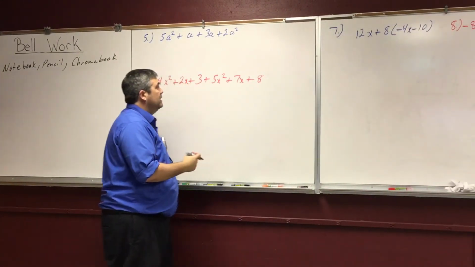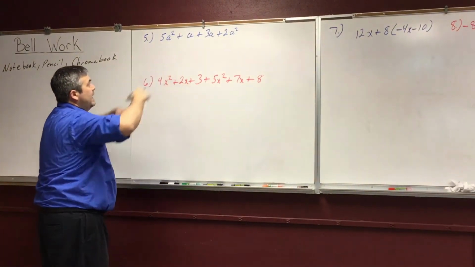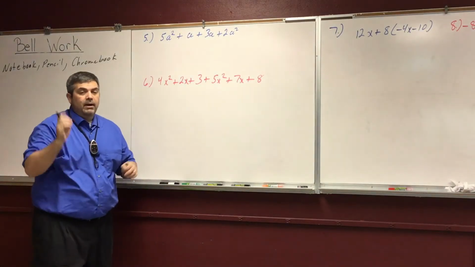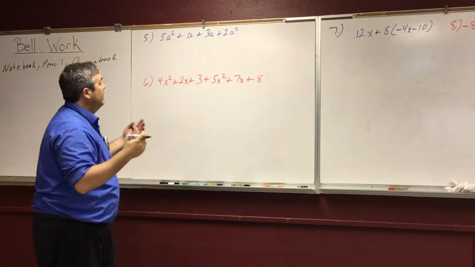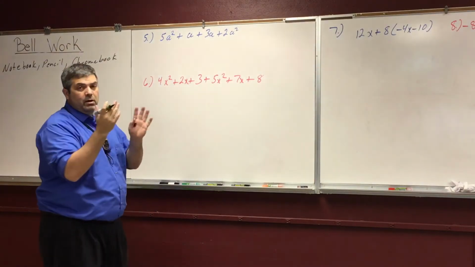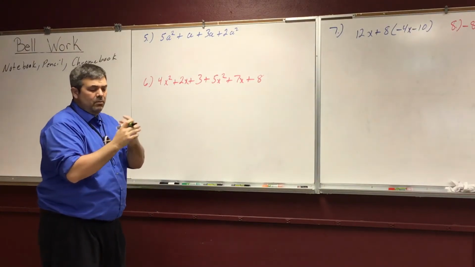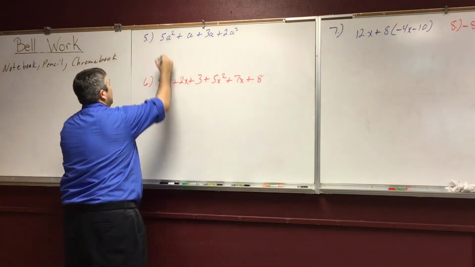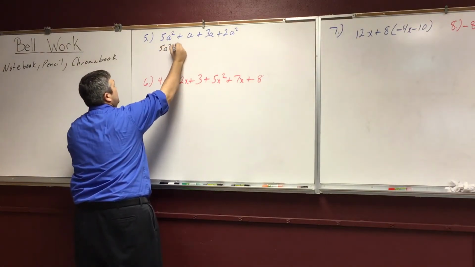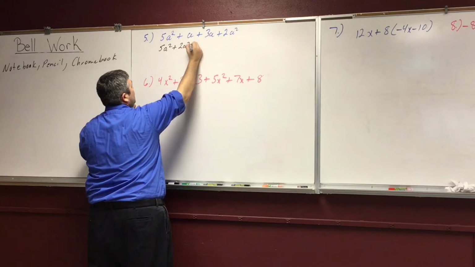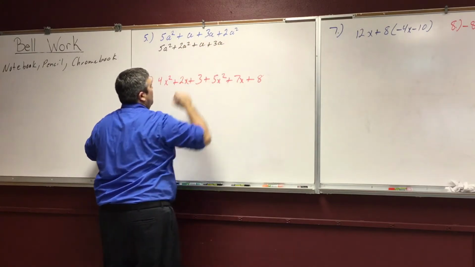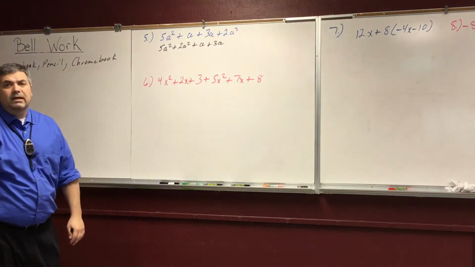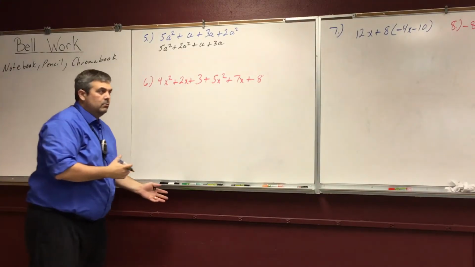Now when I'm looking at this, I've got one that has all the same variable, but I have it raised to different powers inside of here. Okay, so whenever I'm doing this, I'm going to put together the ones that have the same variable to the same power. So 5a squared plus 2a squared plus a plus 3a. And all I do is rewrite it so that my like terms are together.